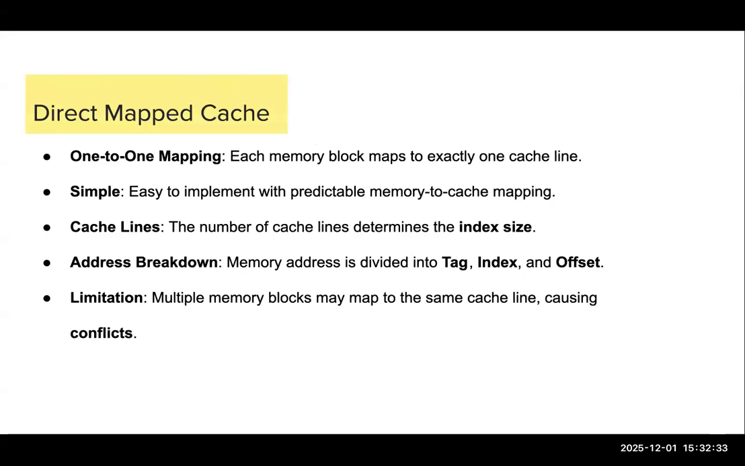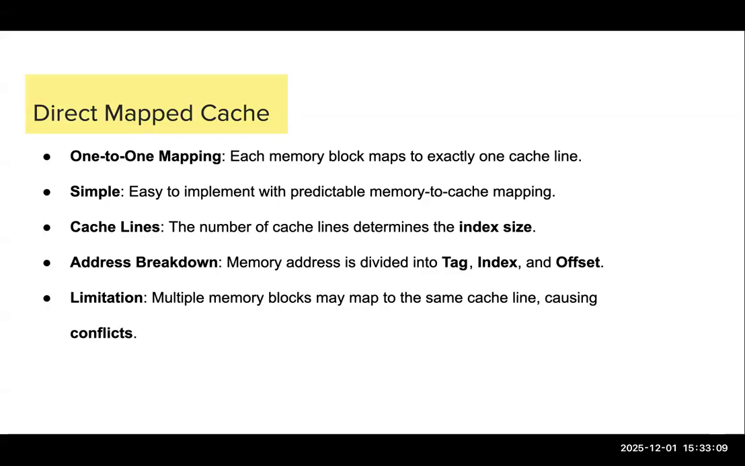So moving on, direct mapped cache. It is one-to-one mapping. Each memory block maps to exactly one cache line. This means that there's no choice in placement. It's simple, easy to implement, with predictable memory to cache mapping. Given an address, we immediately know which cache line to check. And what are cache lines? The number of cache lines determines the index size. So if there are more cache lines, they require more index bits.